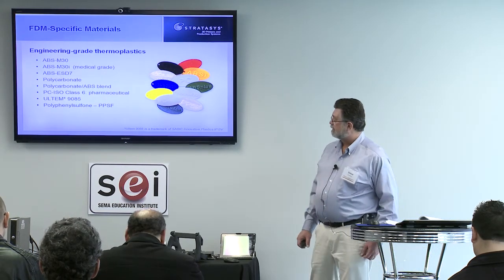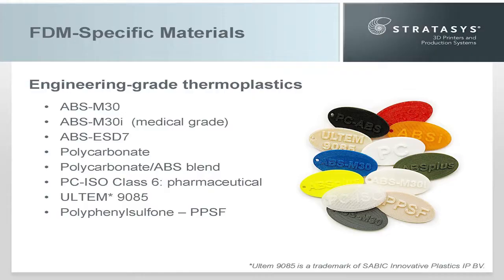FDM-specific materials. We use engineering-grade thermoplastics. ABS M30 has been our forte, ABS, 15, 20 years ago when we first started. Different formulas as we've come along, up to the M30 now. We have added other materials to this list. ABS M30i, which is a medical grade. ABS ESD7, which is electrostatic dissipation. So we use this basically for assembly in electronics, fixtures, things like this.